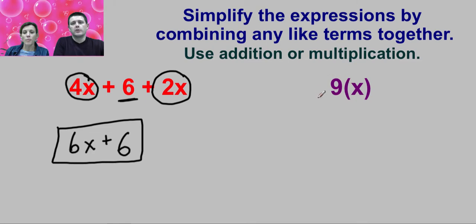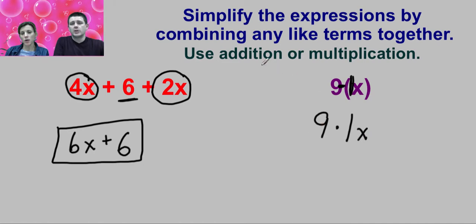Next one over here. If you remember earlier in our variable and expressions lesson, when a number is right next to a set of parentheses, that's really code for we want to multiply times whatever's inside the parentheses. Inside we have an x. Remember, if you have just a single variable, we always want to write in that 1. So it's really 9 times 1x.